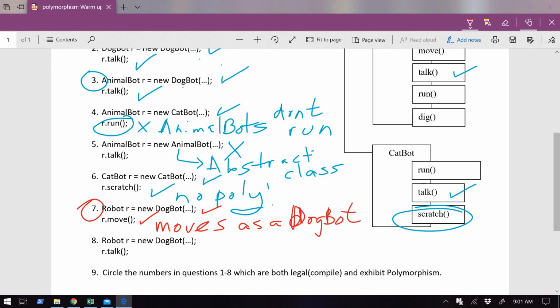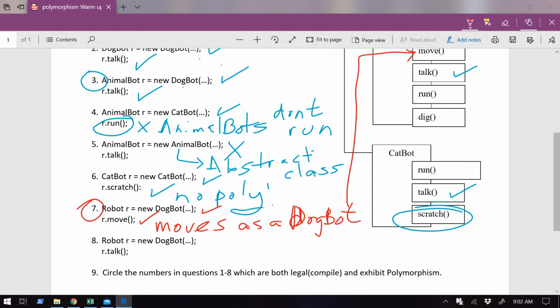So it's going to follow the move code that's up here under a dog bot instead of the move code for a robot. And that's how polymorphism works. And it will make that decision at runtime based on the type of object that it is. All right, we're on to number 8.